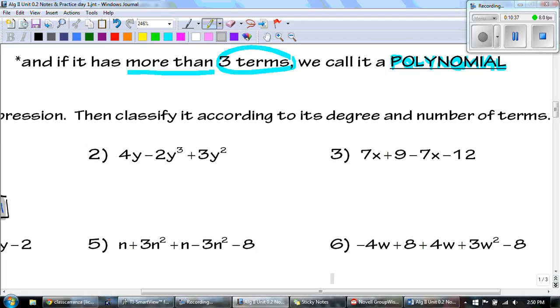Do I have any like terms? I don't know, but let's put this in order. So the negative 2y cubed comes out front, plus the 3y squared, plus 4y. I don't have any like terms, but my highest exponent is 3, which means it's a cubic. And then I have 1, 2, 3. This is a cubic trinomial.